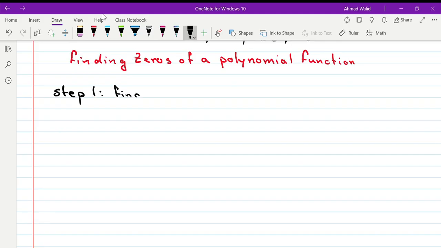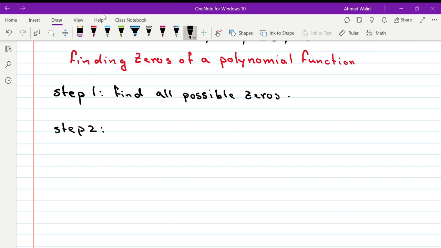Find all possible zeros of a polynomial function. That's your step one, which you already learned, how to find all possible zeros. Step two, you can use synthetic division or long division to find the real zeros of a polynomial function. Correct?